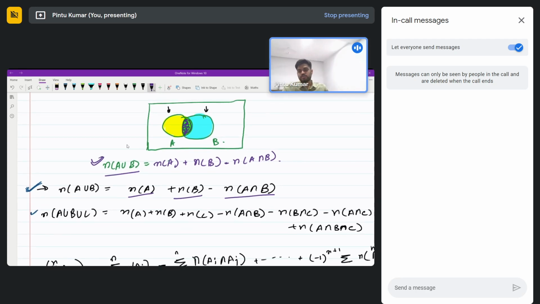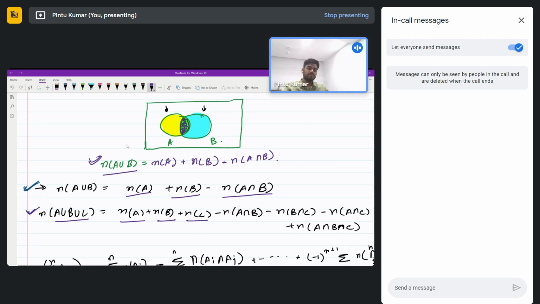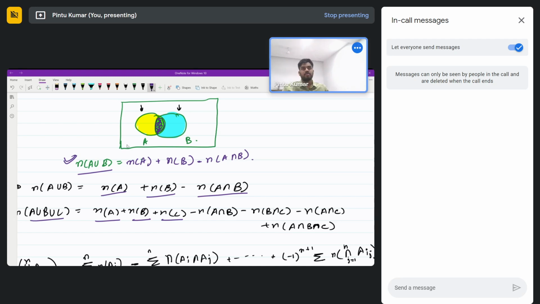So you can extend this to the number of elements in the union of three sets. So this is the number of elements in A plus the number of elements in B plus the number of elements in C. Then you have the intersections of two sets: minus the number of elements in A intersection B, minus the number of elements in B intersection C, minus the number of elements in A intersection C. If you draw a Venn diagram and see in a similar fashion to what we saw, you will see that we have left out this portion. So we again, at the end, add the number of elements in A intersection B intersection C.